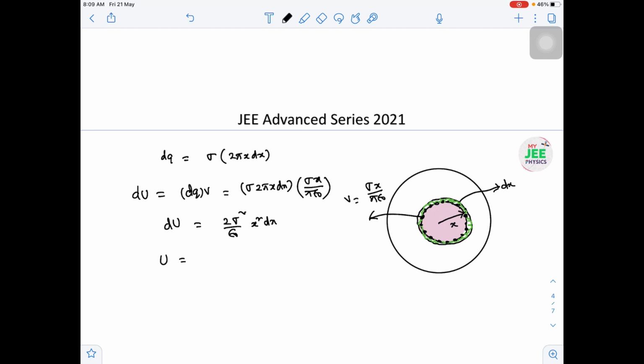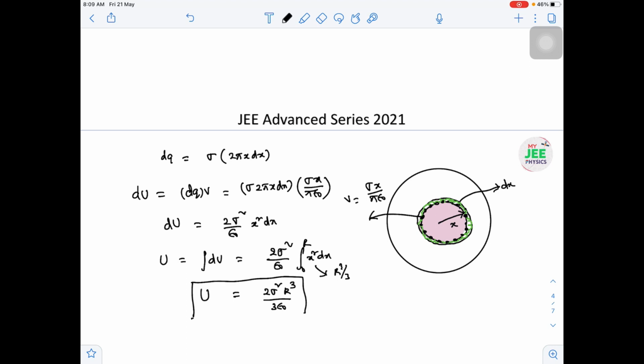Now I want to find out the entire energy of the disk. So for that I have to integrate from, it's a known thing, 0 to R, x square dx. So then you'll get 2 sigma square R cube by 3 epsilon naught. The integration value is x cube by 3. If you put 0 to R, you'll get R cube by 3. So finally this is the self energy of the disk.